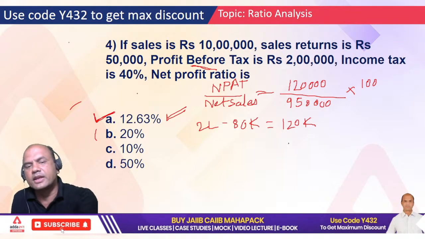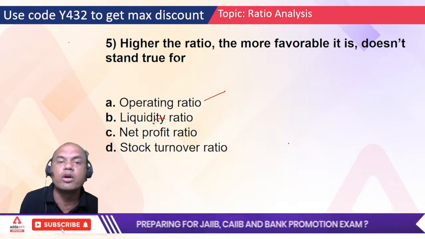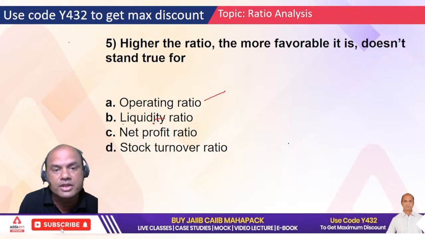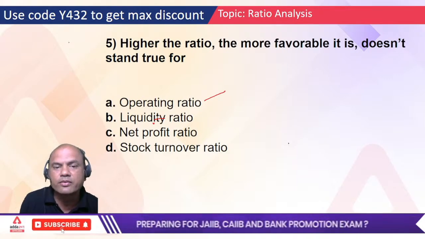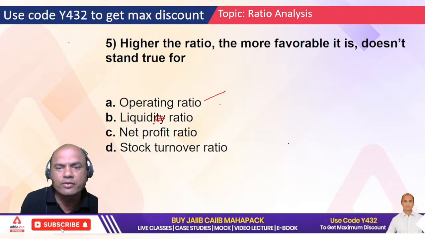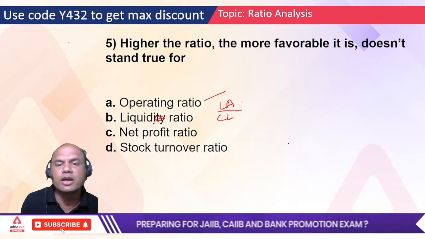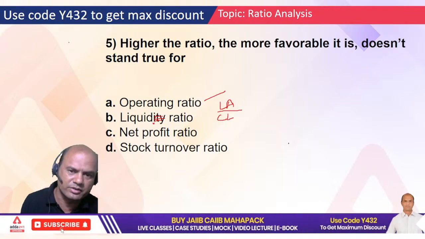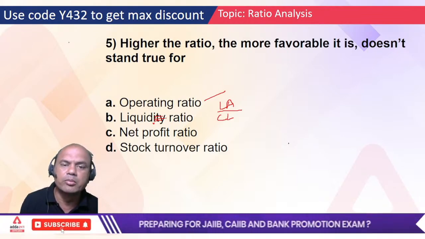Okay. Next. Higher the ratio, more favorable it is. Doesn't stand true for which ratio? Means if any ratio is higher, it is better. Any means out of these four. So which is the correct one? Liquid ratio. Liquid ratio means liquid asset upon current liabilities. So it is better if I am having liquid asset more. Liquid asset means I am having cash more or debtors more. Let's take it as cash. I am having cash more, so it is good. Isn't it? I'll be more liquid.